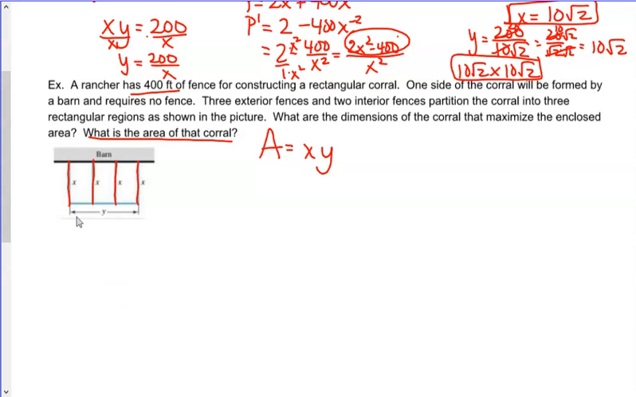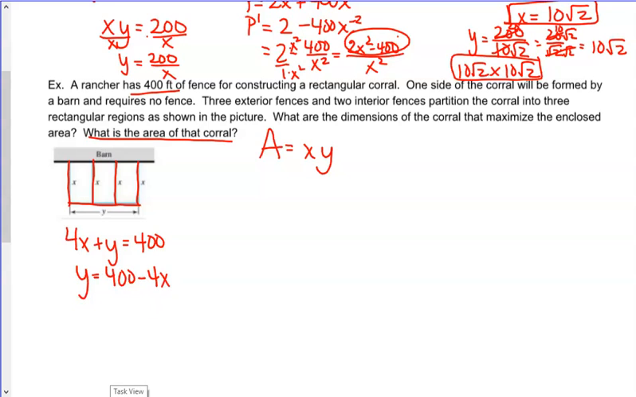So I have 4 x's and 1 y that I have to use that 400 feet. So that means that 4x plus y has to equal 400. We don't have anything along this way. Okay, now to figure out what our constraint is, obviously we're going to solve that for y to plug in here. So when I subtract 4x, then y equals 400 minus 4x.